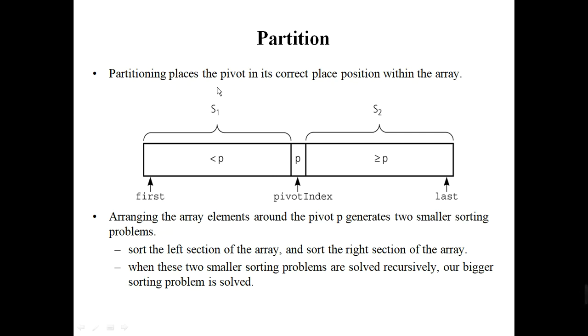Partitioning places the pivot in its correct position within the array. You form S1 and S2, based on less than P and greater than or equal to P. The pivot index can be the first element, the last element, or the middle. Next, we arrange the array elements around the pivot. The pivot P generates two smaller sorting problems: sort the left section of the array separately, then sort the right section of the array.